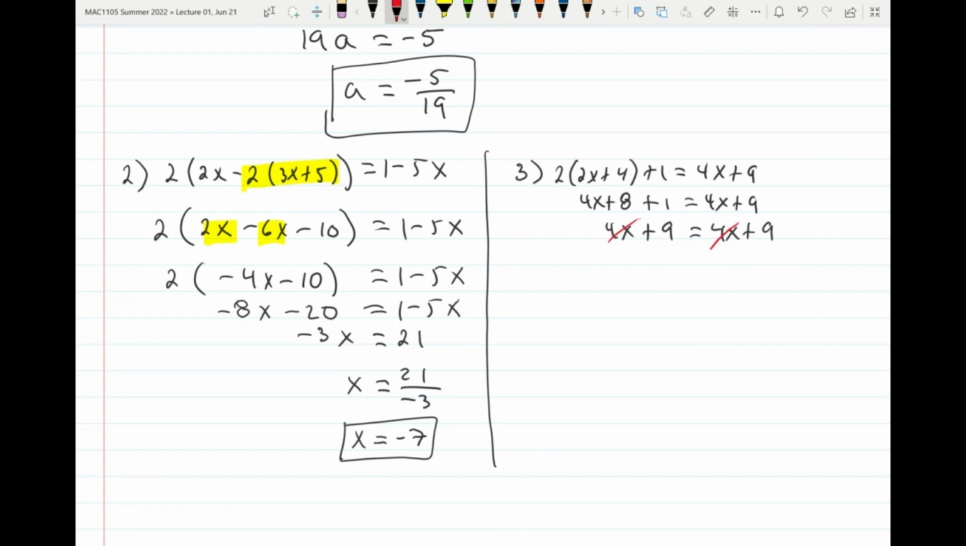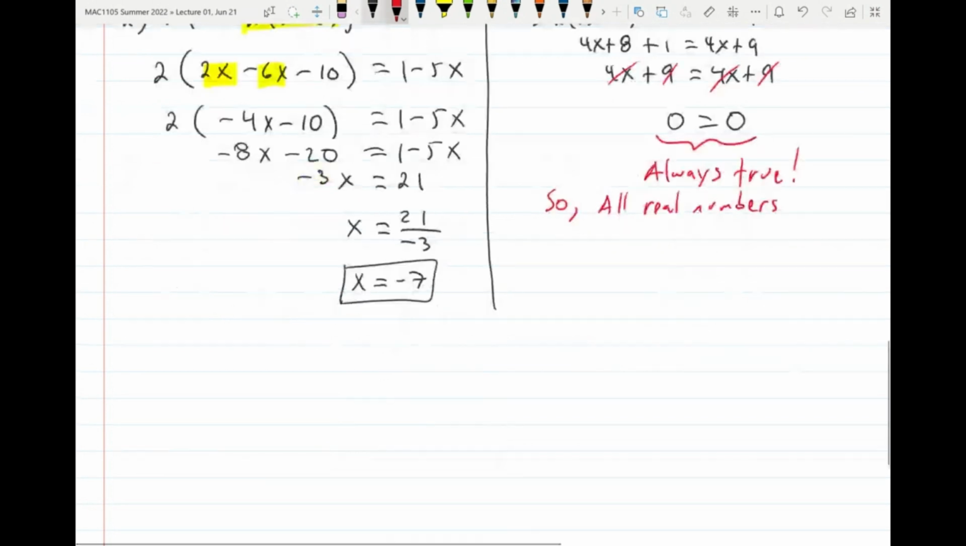But anyways, these simplify because when you move the 4x to the side, they cancel, and then you're done with 9 equals 9. You could also say that the 9s simplify as well if you move them. So you end up with the statement 0 equals 0, or 9 equals 9, whatever you like. And the point is that this is always true. So that's how you know that the solution is all real numbers. Are you okay? All right, good.